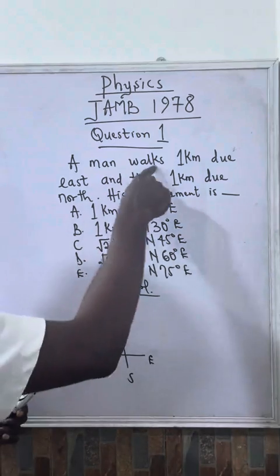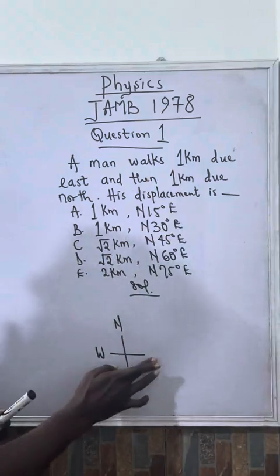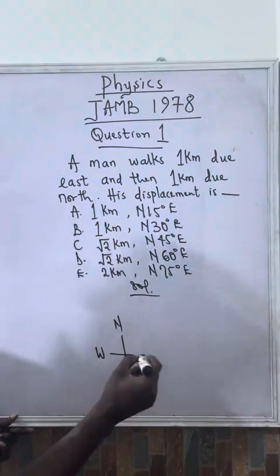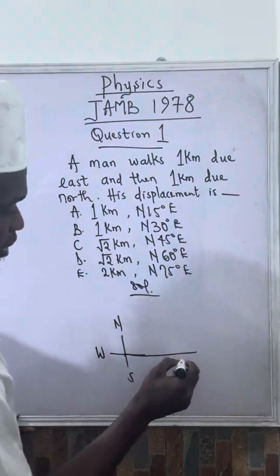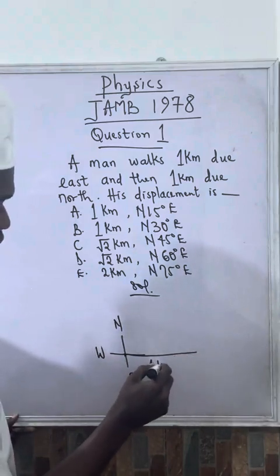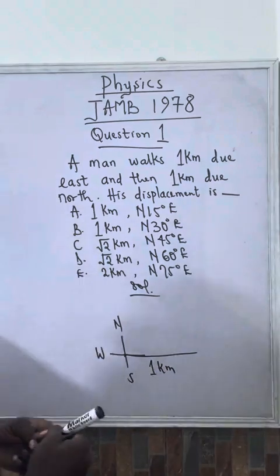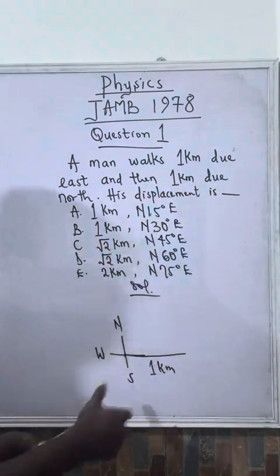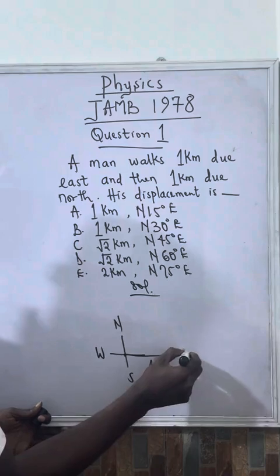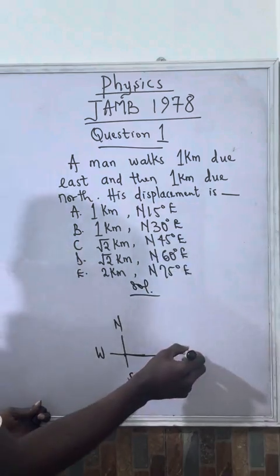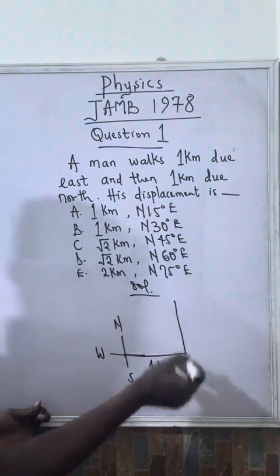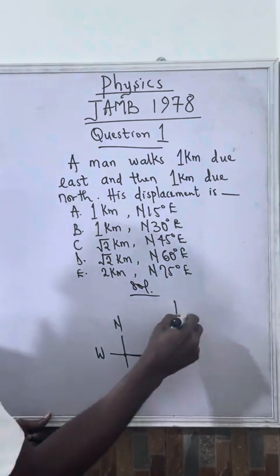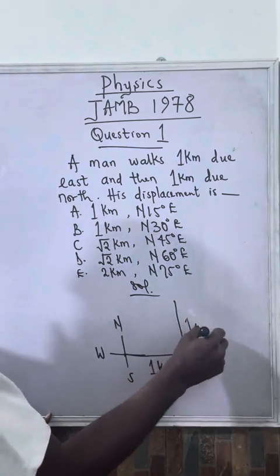Now they said the man walks 1 kilometer due east. So I have to move to the eastern direction, 1 kilometer. So this is 1 kilometer due east. Then 1 kilometer due north. So from this end point, I move another 1 kilometer due north. So I have to go to the north direction. So this is another 1 kilometer.